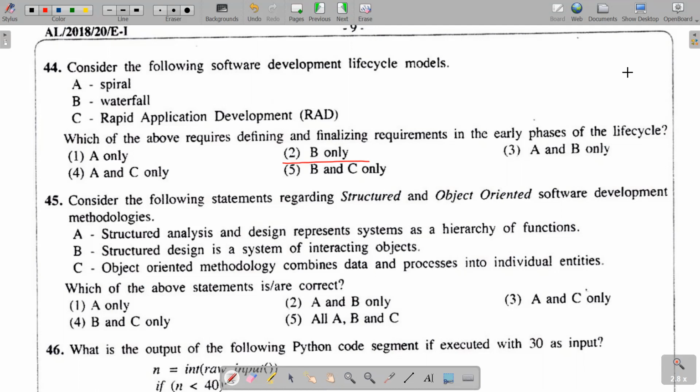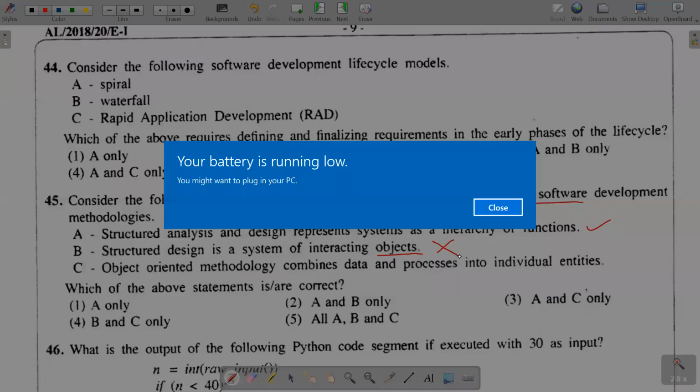45th, consider the following statements regarding structured and object-oriented software development methodologies. Structured analysis and design represents a system as a hierarchy of functions. Yes, seems to be okay. Structured design is a system of interacting objects. No, objects are involved in object-oriented software development. Object-oriented methodology combines data and process into individual entities.